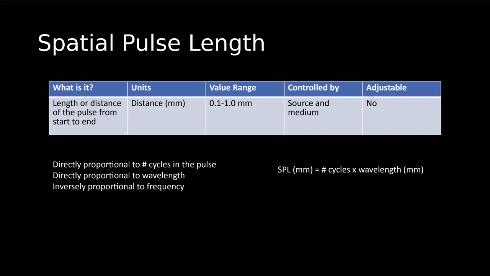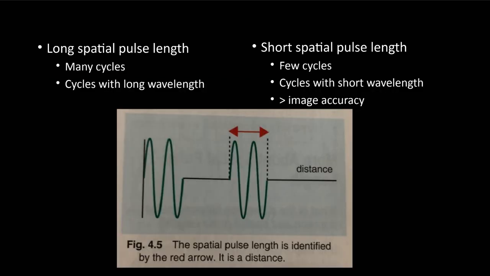You can again calculate your SPL if you are given your number of cycles or your wavelength. That would just be multiplied together. And let's take a look at this a little bit further. So a longer spatial pulse length, as we just said, is a pulse that has many cycles, or it has cycles with longer wavelengths.